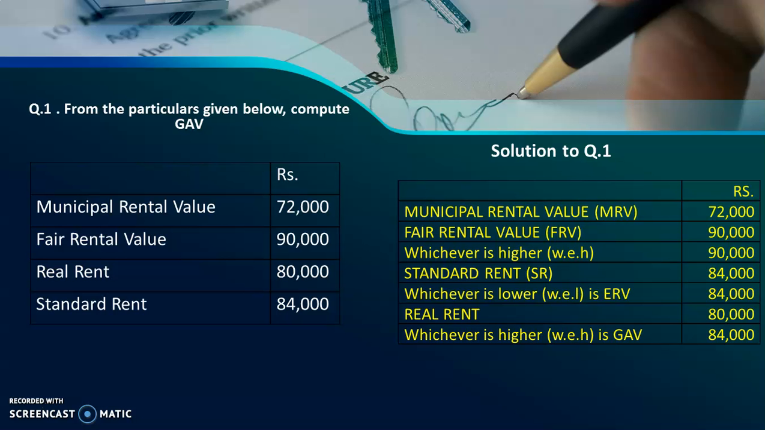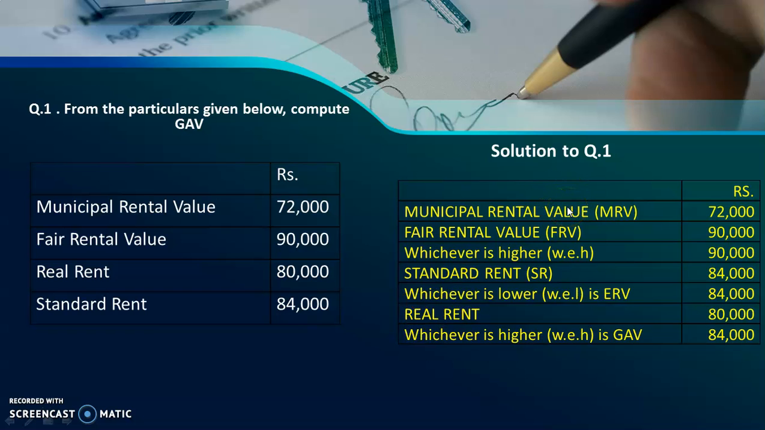So this is question number 1. MRV, FRV, real rent and standard rent is given. Here the word real rent is a term. So this is nothing but actual rent. So you must know that real rent is another word for actual rent.